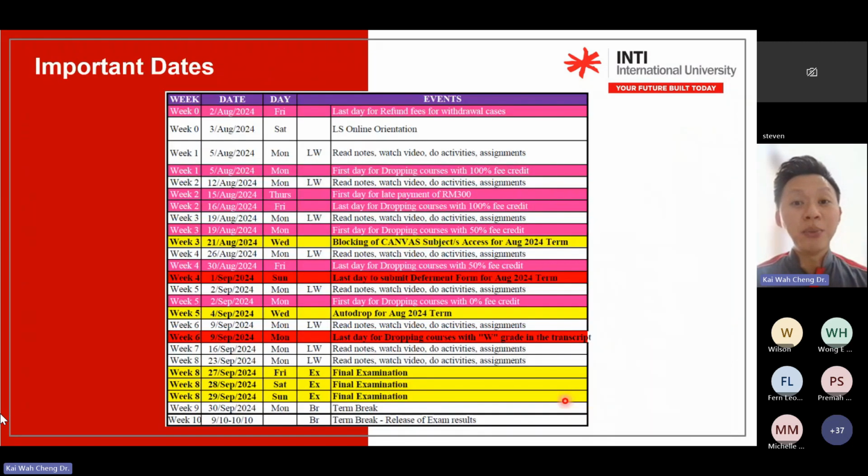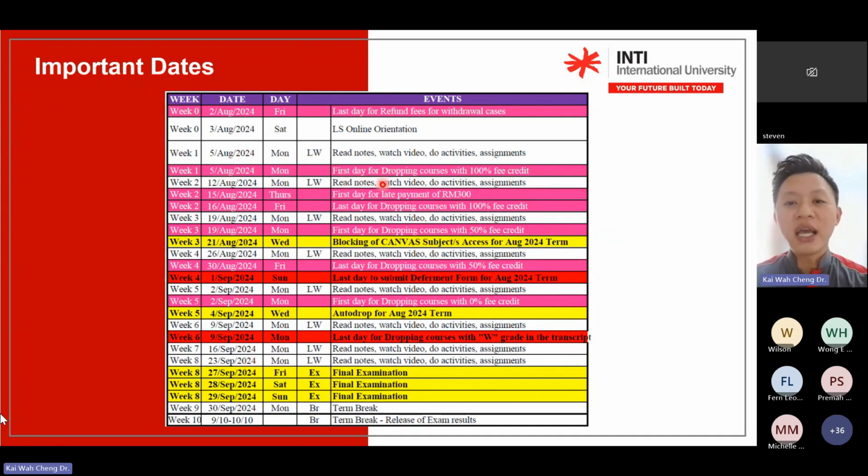Now let's look at the important dates in the August 2024 modular term. These are the important dates you should be aware of in the new term. For example, what you're supposed to do starting from next Monday onwards: you need to read notes, watch video on Canvas, your course video, not TikTok or Netflix or YouTube or whatever. Watch the video on Canvas, do the course activity, and then discuss your group assignments with your course mates. All right. These are the activities you can plan starting from next Monday onwards.